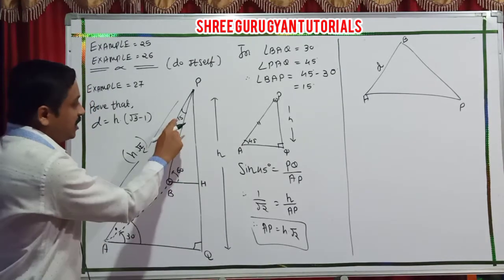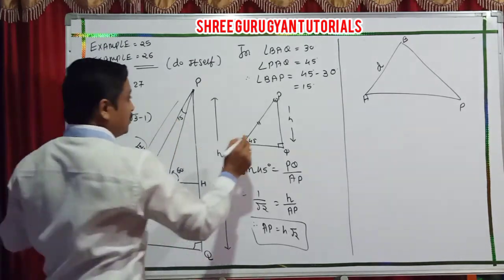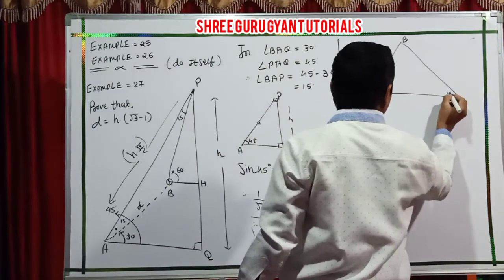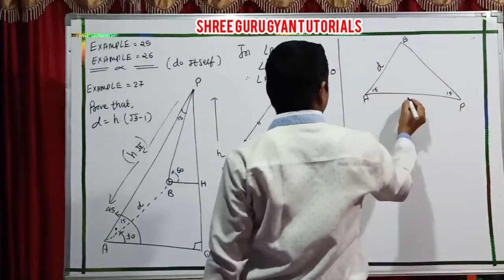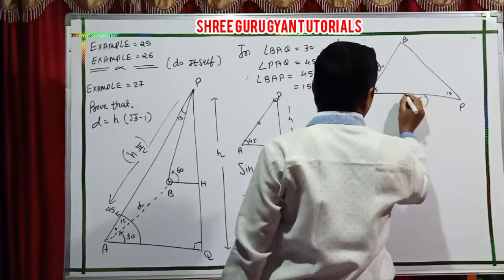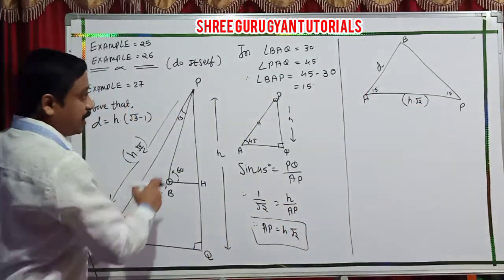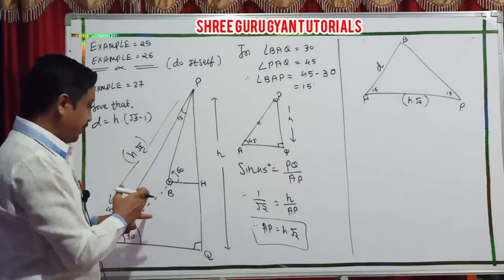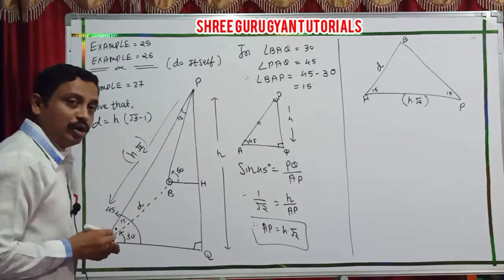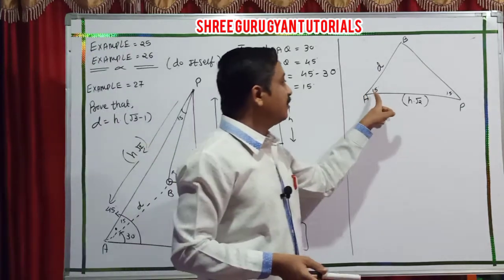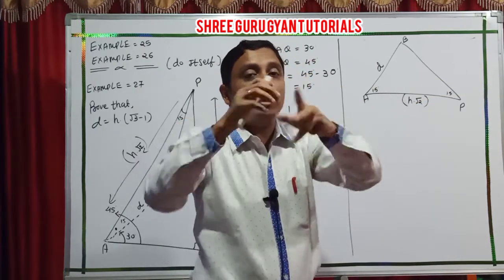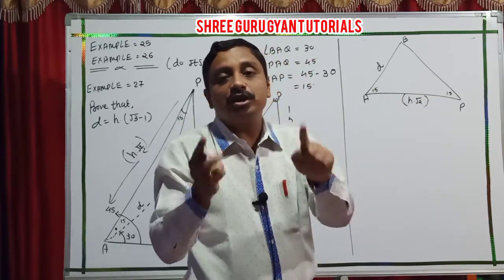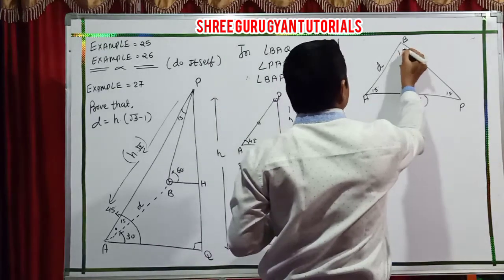Don't worry students. Here this is 15, so at point P the angle is 15 degrees, and at point A it is 15 degrees. And you know that AP is h root 2. The value of PB is unknown, but these two values are known. So here you can easily add 15 and 15, how much? 30. The overall sum of angles is 180, so 180 minus 30 is 150.